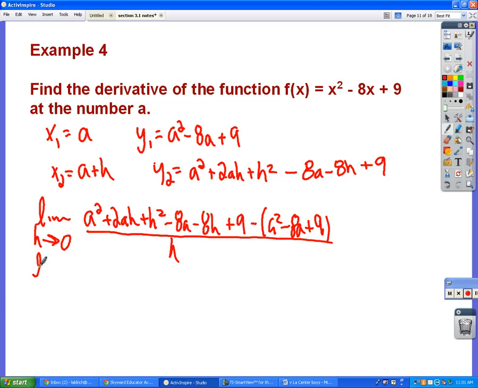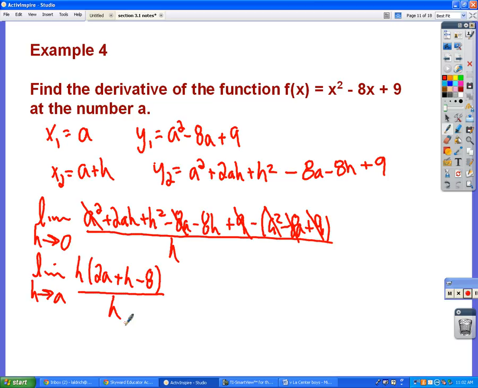Okay? All right, so yes, we do have some canceling. This a squared minus that a squared cancels. This minus 8a and minus a negative 8a would be plus 8a, so those cancel. And then plus 9 minus plus 9 cancel. And so that leaves me 2ah plus h squared minus 8h, right? Okay, good. Now I can factor out an h. So h times 2a plus h minus 8, all over h.